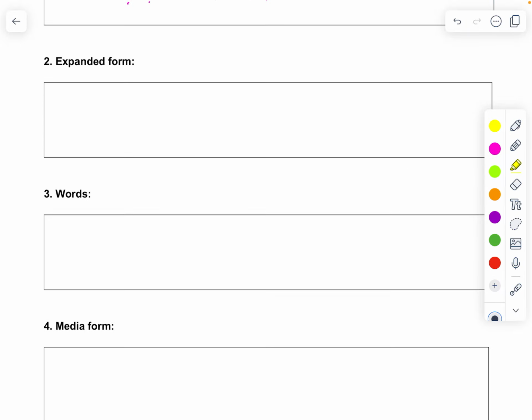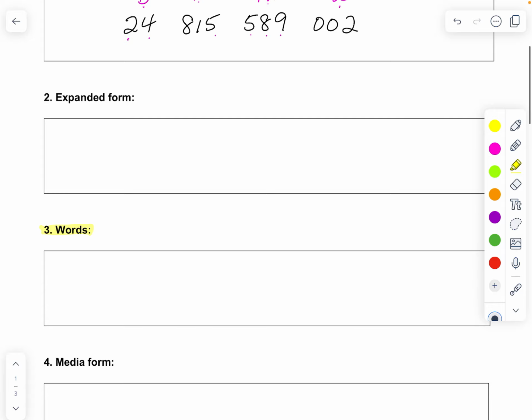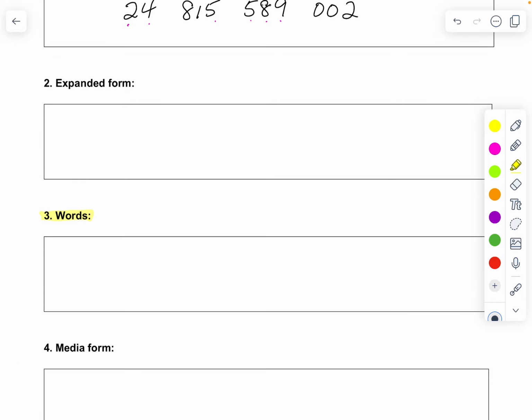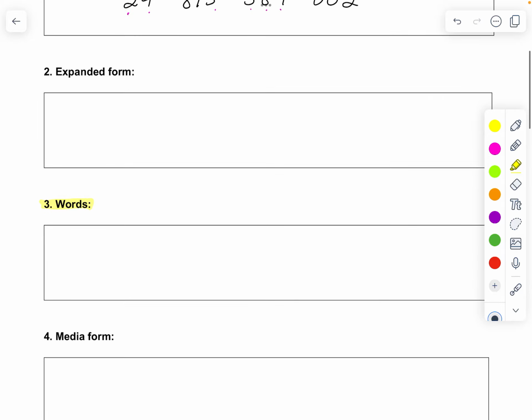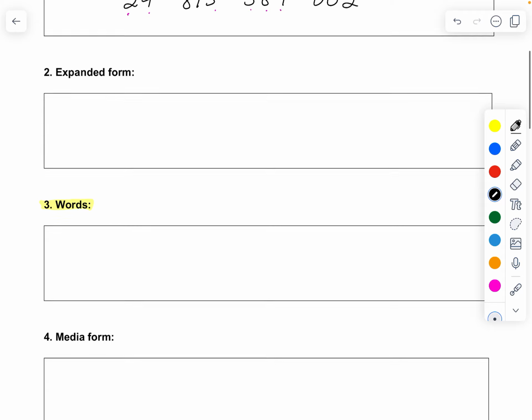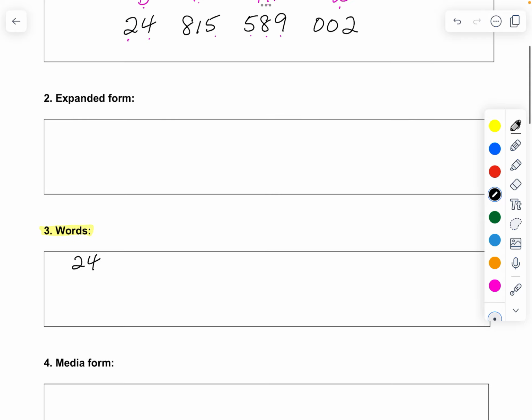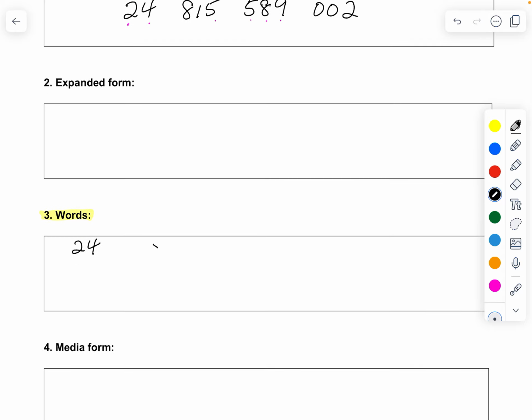Now, since we've said this number in standard form, I'm going to jump ahead to number 3. Because we've already said the number, it's actually easier to put it in words first. The way I'm going to write it in words, I'm going to list it according to the period, so it's easier to read and identify the periods as well. I'm just going to write it up top here so that I don't have to keep scrolling. 589,002. Okay, so I'll just go down here.